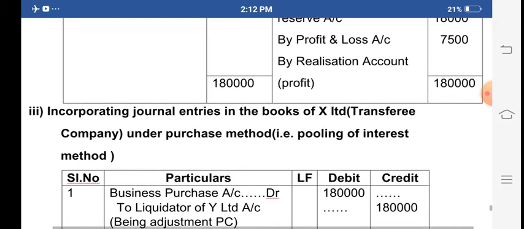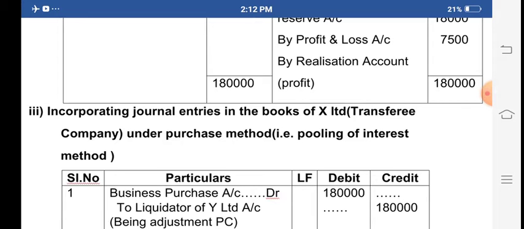Now see the third step, which is the incorporating journal entries in the books of X Limited. The incorporating entries mean the opening entries we have to pass in the books of the transferee company. Which is the transferee company? The X company is the transferee company.